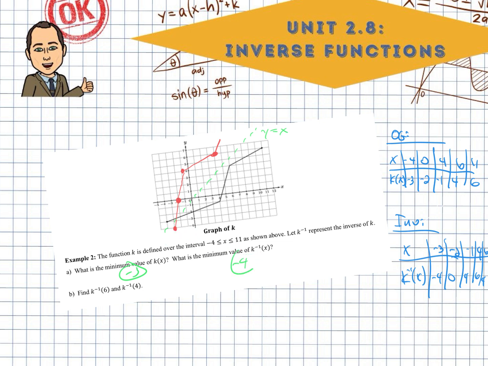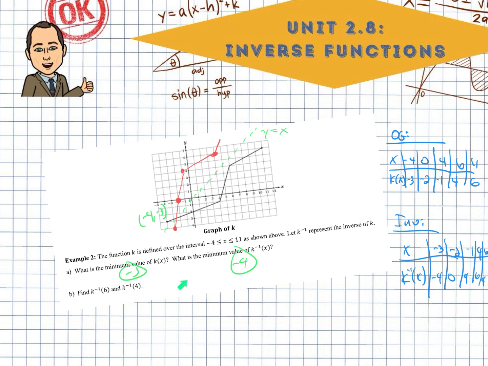Now, could you have gone through and said, oh, well, if I take a look at where my lowest ordered pair is on the original function, this ordered pair here is -4, -3. So my lowest value here is -3. For the inverse, I know it has to be -4 because that's my ordered pair, and I'm just flipping my x and my y's. Please think that way if you can, if you want to. Again, I like to see everything in table form wherever possible. It takes a few extra seconds.